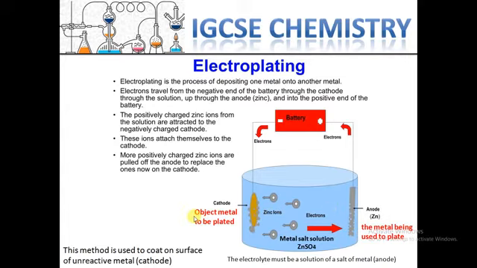So the object is here. Our target is here. The object metal to be plated can be coated, covered by another type of metal. This method is good for coating the surface of any unreactive metal by another reactive metal, like zinc here as an example. The electrolyte must be a solution of a salt of the metal in the anode.